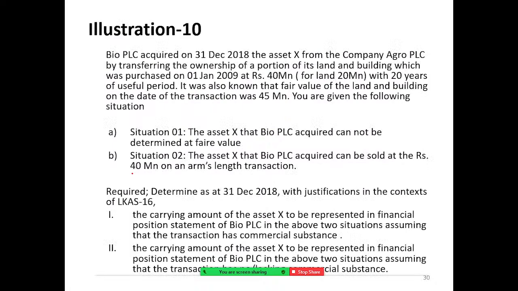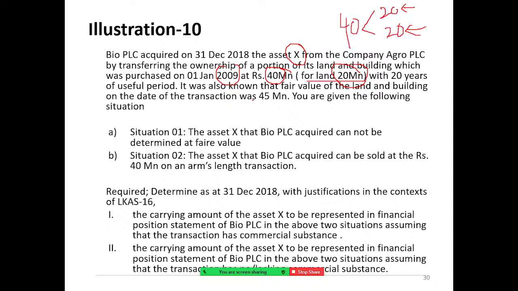We work out an example. Bio PLC acquired asset X on 31st December 2018 from company Agro PLC by transferring the ownership of a portion of land and building which was purchased in 2009 at 40 million. This 40 million consists of two components, a land component valued at 20 million, and the total value of land and building is 40 million.